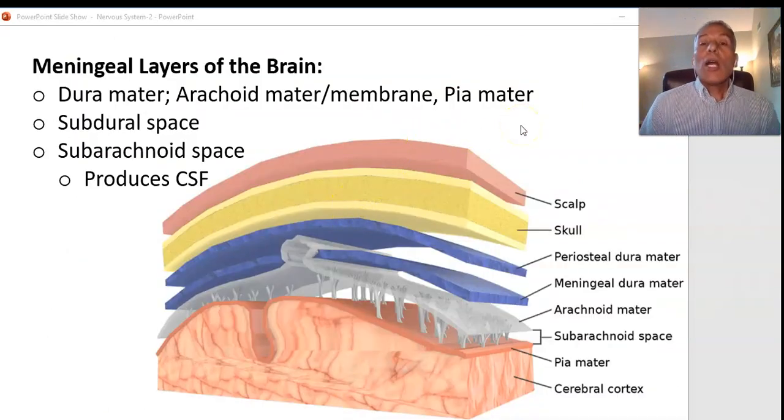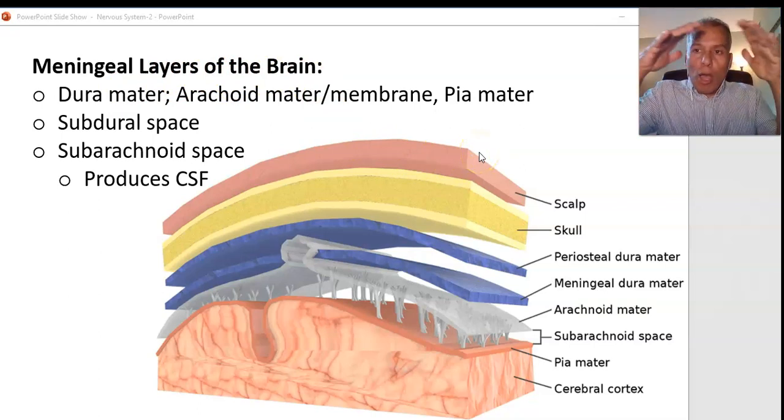Okay, so now we are going to start the brain itself, and that is where we'll spend basically the rest of the unit, focusing on the brain and the different parts of the brain. So we begin with the meningeal layers of the brain. The meninges are protective layers that are on top of the brain. They surround the entire brain.